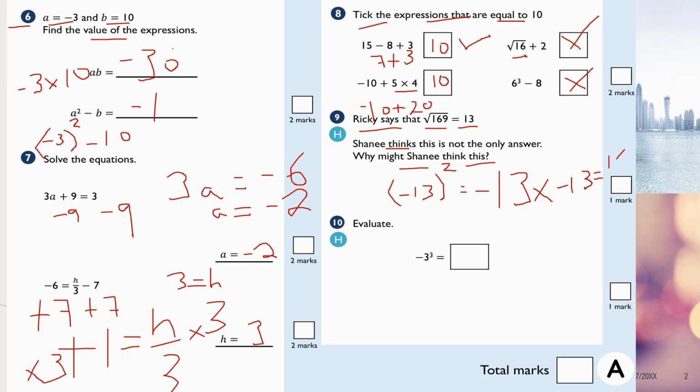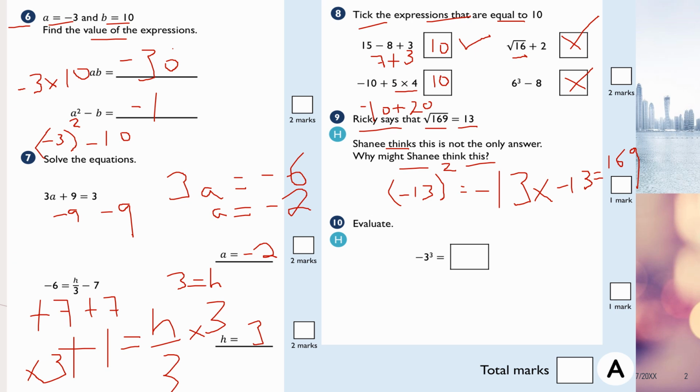But just be careful, guys, in this context, when we take the square root in general, we're taking the positive root of that number. So technically, Ricky is actually right. But what we're saying here is that if you square a negative, you also get a positive. So it's minus 13 all squared. It's not minus 13 squared, it's minus 13 all squared.